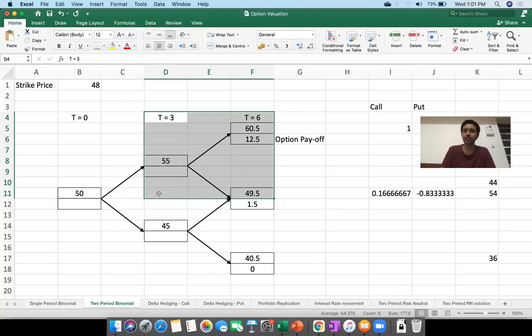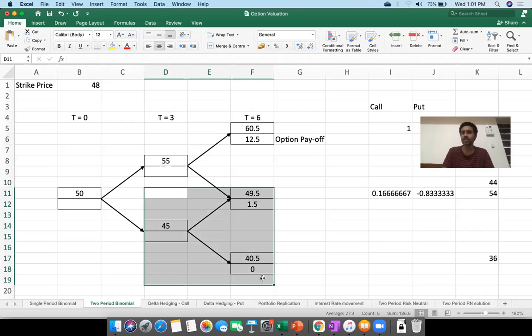Now if you look at the second highlighted portion, this is again another single period binomial, because at t equal to 3, the current share price is 45, and from 45, the share price can go up either to 49.5 or it can fall down to 40.5. This is nothing but a single period binomial, right? Because the share price is only changing once at the end of the option contract, which is at t equal to 6. And there are only two possible values, one 49.5 and one 40.5.